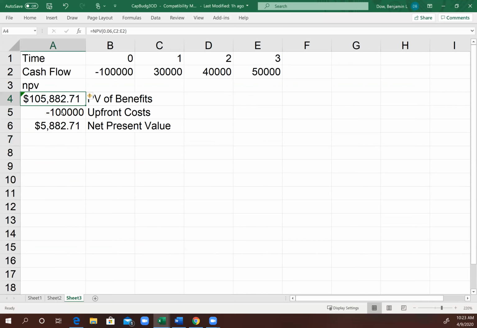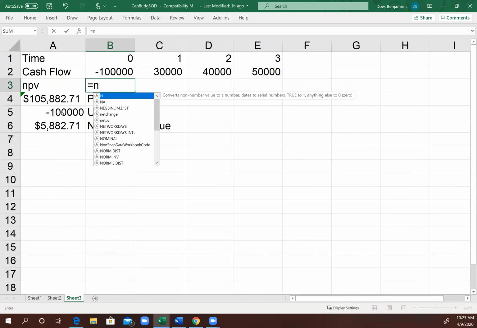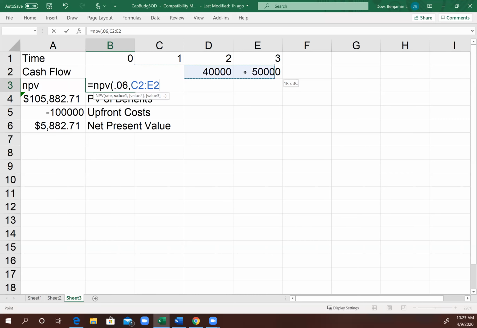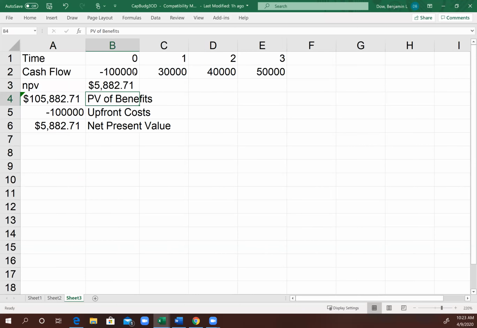A lot of people, when they do a net present value calculation, will write it like this: equals NPV. They'll type in the rate, put in the 3 cash flows, and then after you close the parentheses, they'll add the upfront cost.